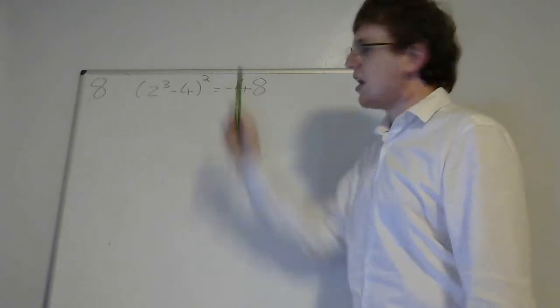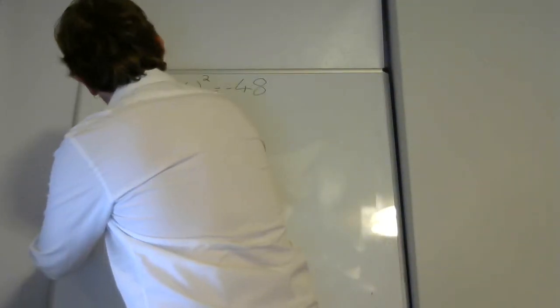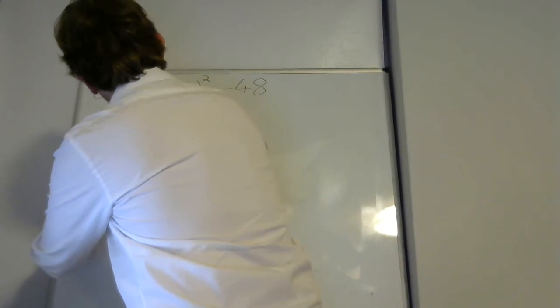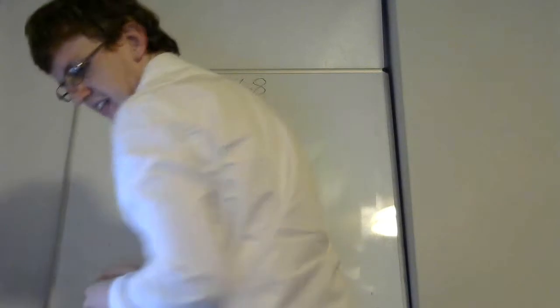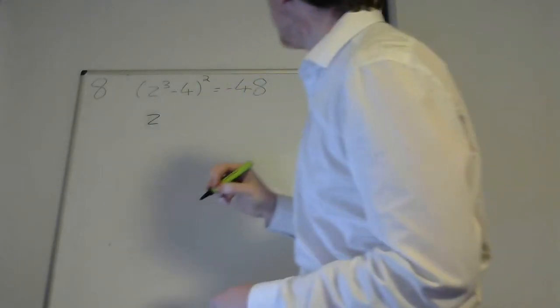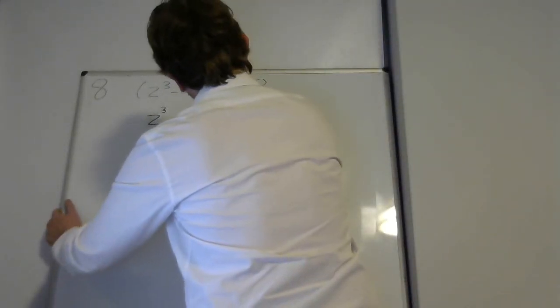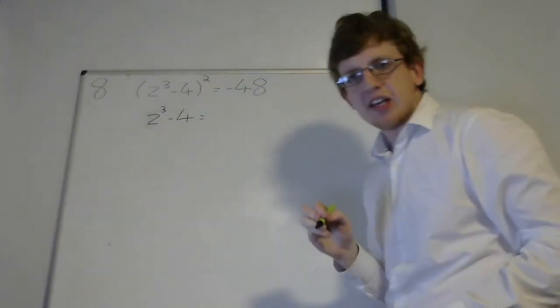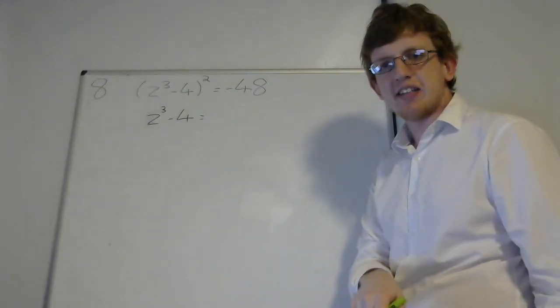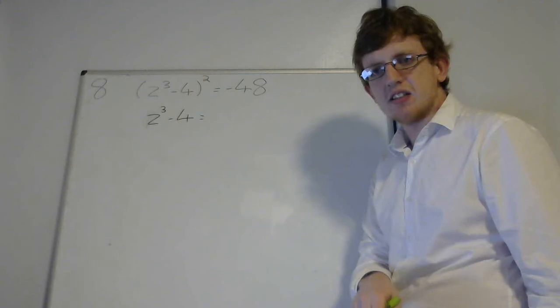So first thing to do is get rid of the square. Let's apply the square root to both sides. Z cubed minus 4. We're square rooting. I'll tell you what, just write it down for yourself now. I'll give you a few seconds.